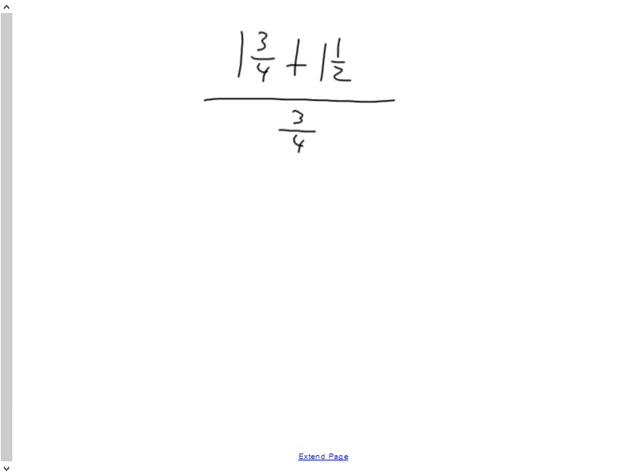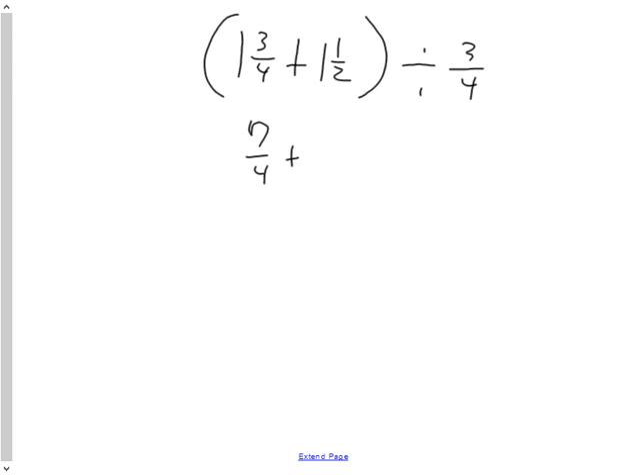Question 3 says 1 3/4 plus 1.5 divided by 3/4. So another way I could have written this, if I erase this, I could put this in brackets and then say divided by 3/4. This is the same question, so maybe we'll solve it this way instead. So 1 3/4 plus 1.5, I'm going to change them both to 7/4 plus 3/2. Use my common denominator 4: 7/4 plus 6/4 is 13/4. So 13/4 is what the brackets work out to be, divided by 3/4.